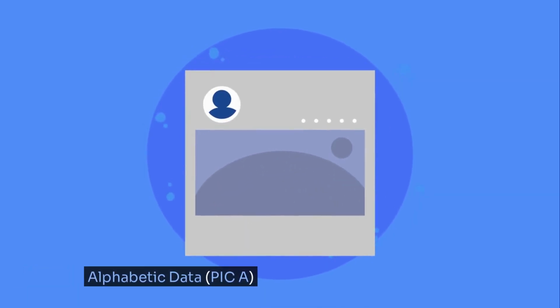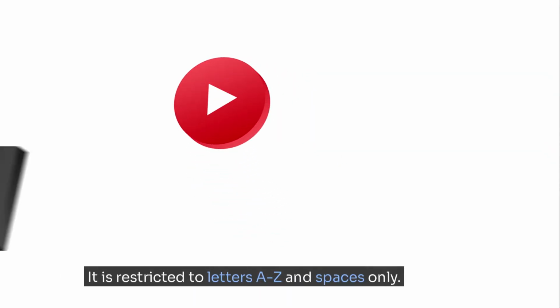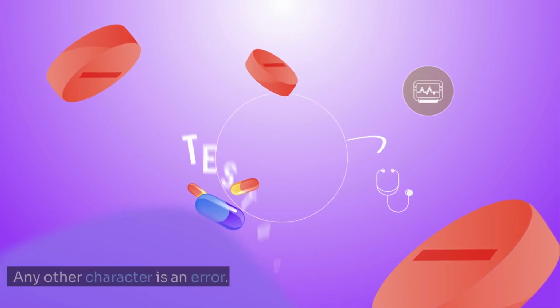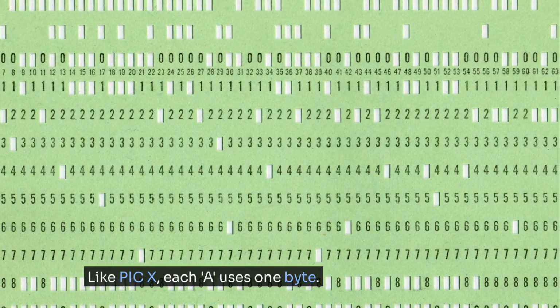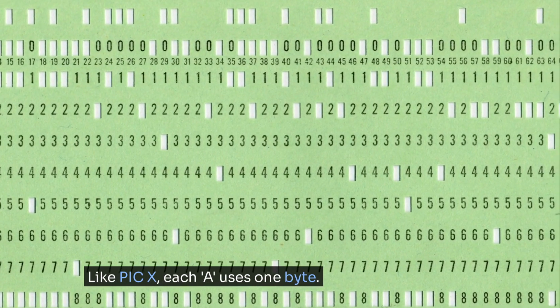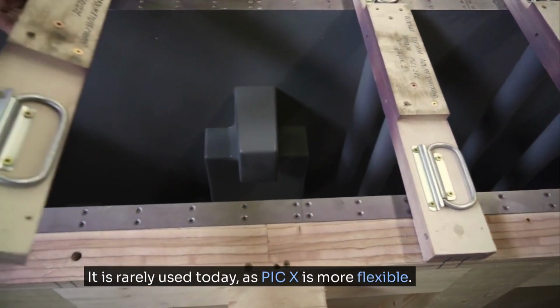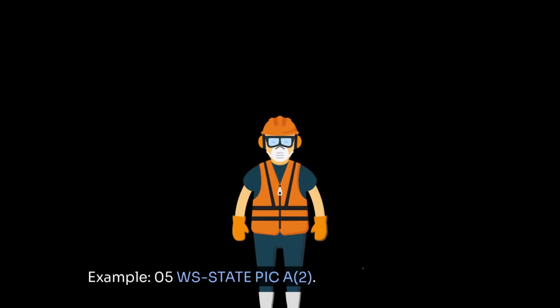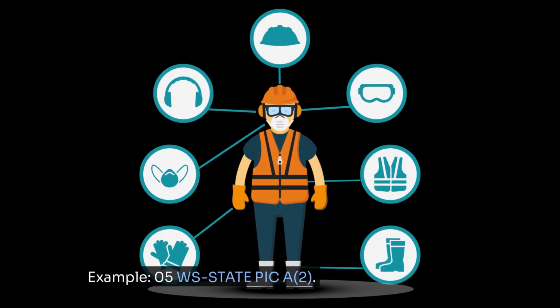Alphabetic data, PIC A. Alphabetic data uses PIC A. It is restricted to letters A to Z and spaces only. Any other character is an error. Like PIC X, each A uses 1 byte. It is rarely used today, as PIC X is more flexible. Example: 05 WS-STATE PIC A(2).